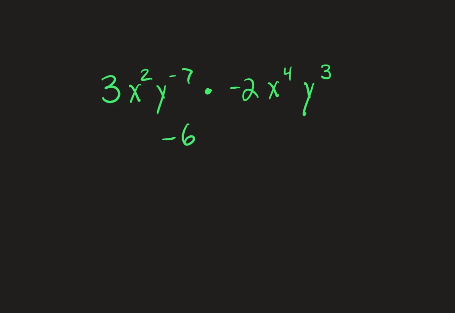So I'm going to put it together. The last step today is taking all of this and putting it together. So let's say we have 3x squared y to the negative 7th times negative 2x to the 4th y to the 3rd. We're going to take this and put it all together using the rules that we've talked about. So step 1, multiply your numbers together. 3 times negative 2 is negative 6.